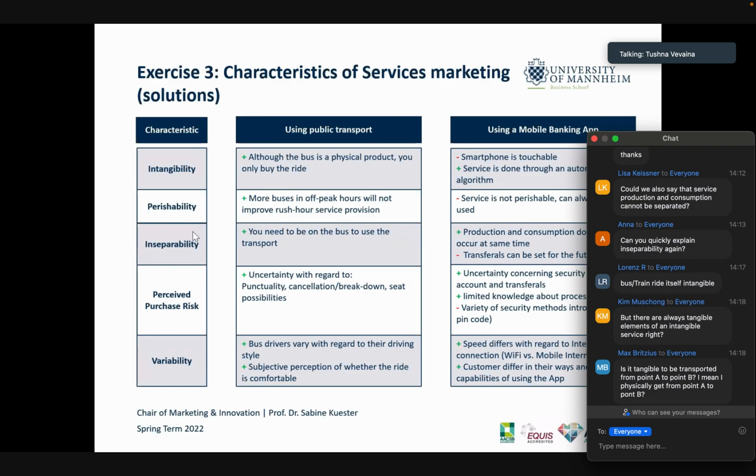Then you have perishability. So perishability, what we are saying is that for buses, if you offer more buses or more rides in off-peak hours, it does not improve your rush hour service provision. So say a company says that we'll provide 20% more buses, and during your rush hour, you still need to provide for 50% more services. Firstly, during non-peak hours, it's not going to help. It's highly perishable, the service. It's going to go to waste. And in peak hours, it's still not completely helping to close the gap or improve your rush hour service provision.